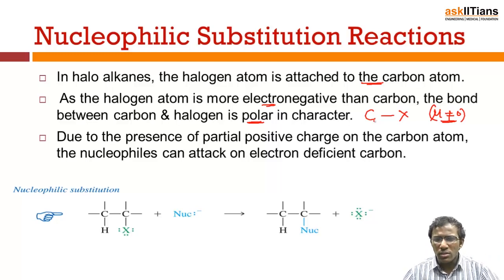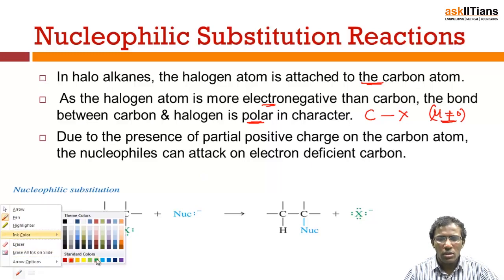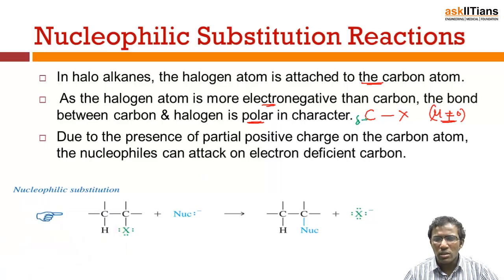Due to the presence of the positive charge on the carbon atom, the nucleophiles can attack the electron deficient carbon. If you see here, the carbon is electron deficient, delta plus, and this is delta minus. There is a lack of electrons on this carbon atom. If some nucleophile which is searching for an electrophile sees this carbon atom, then that nucleophile will come and attack this carbon atom.